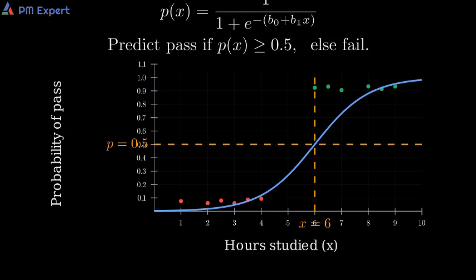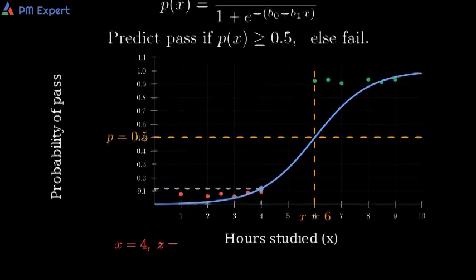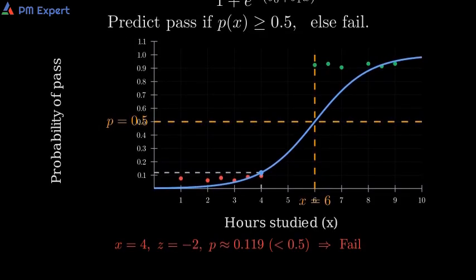Now compute two predictions. At 4 hours, z equals -6 plus 1 times 4, which is -2. So p equals 1 over 1 plus e to the 2, which is about 0.119. That is less than 0.5, so we predict fail.